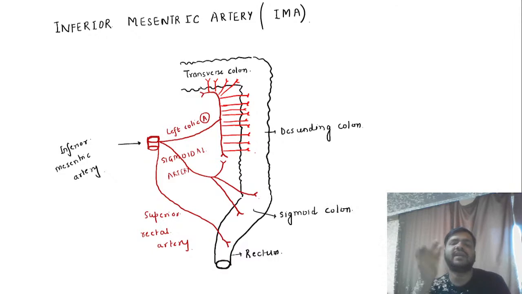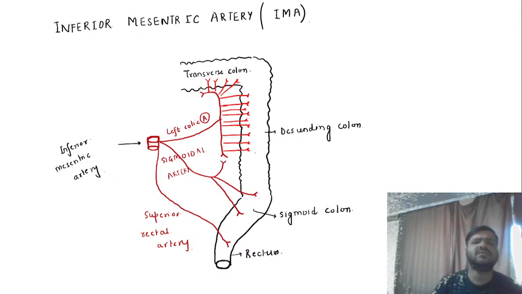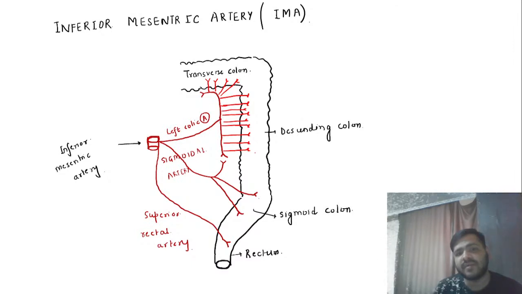The supply I have already told you in the previous part. The left colic artery supplies the left one third of the transverse colon and the descending colon, the sigmoidal artery supplies the sigmoid part, and the superior rectal artery supplies the superior part of the rectum. So that is about the inferior mesenteric artery and its branches.